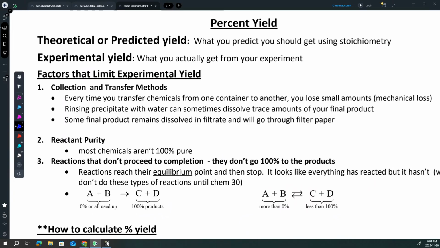So one of the factors that could limit how much product you get is collection and transfer method. Essentially this means every time you transfer chemicals from one container to another, you're going to lose small amounts of it. When you rinse precipitate with water, sometimes that can dissolve your precipitate out of your final product, or some final product remains dissolved in the filtrate and it's going to go through the filter paper. You're not going to be able to collect it, so you lose some product that way.